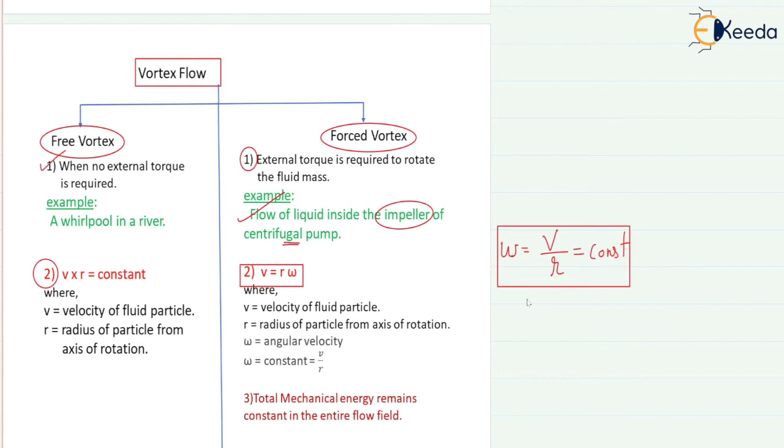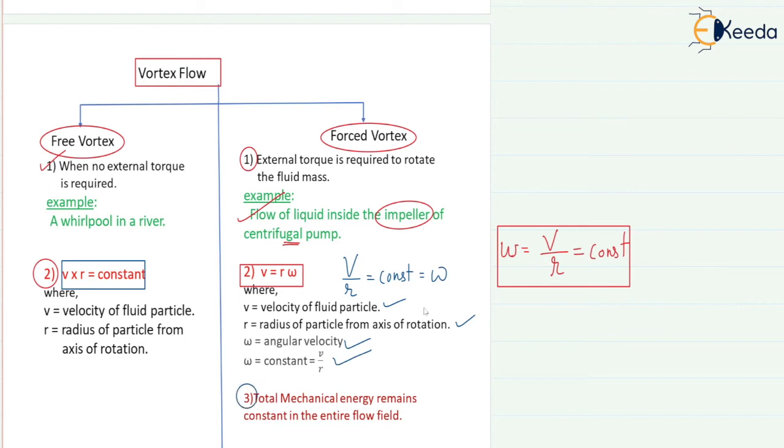Correct? But for your free vortex flow, the valid equation is V into R equal to constant, whereas here the valid equation is V by R equal to constant, that is, omega is constant. So V equal to R omega we can write. V is the velocity of the fluid particle, R is the radius of the particle from the axis of rotation, and omega is the angular velocity in radian per second. When omega is constant, your RPM is constant.